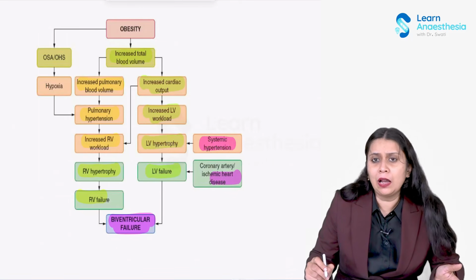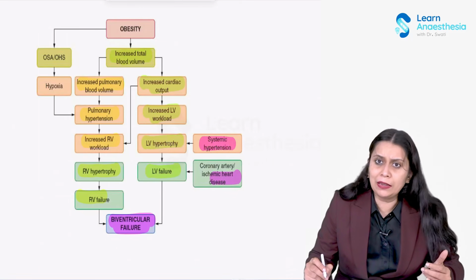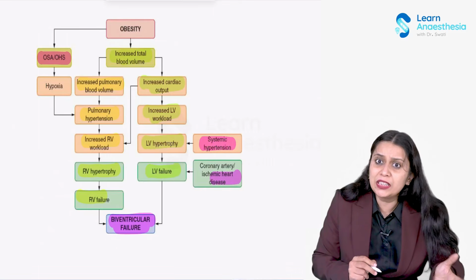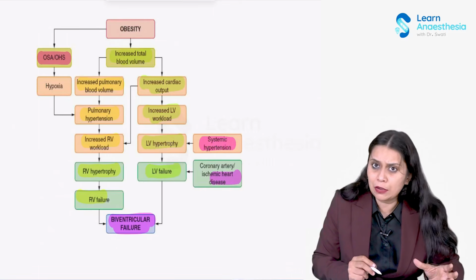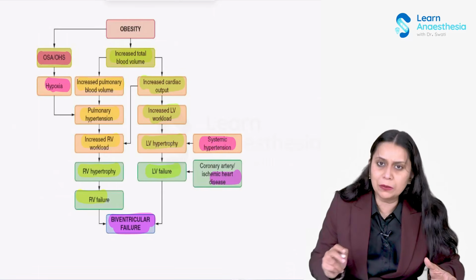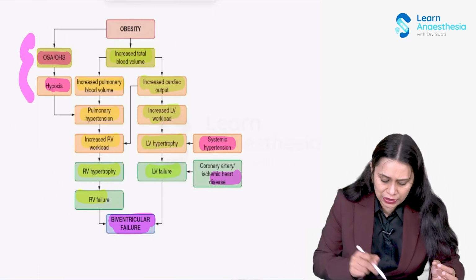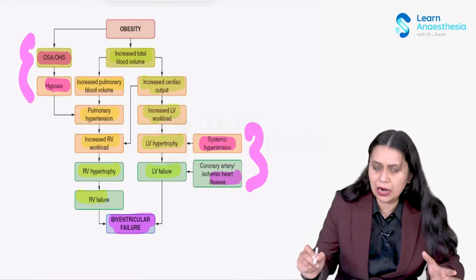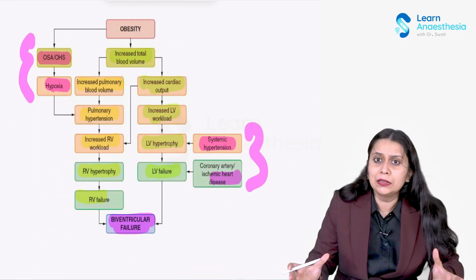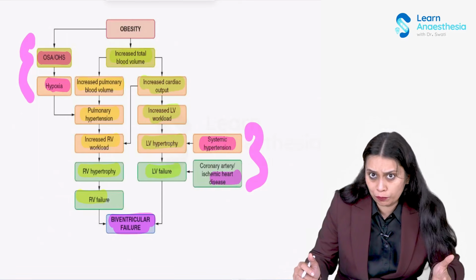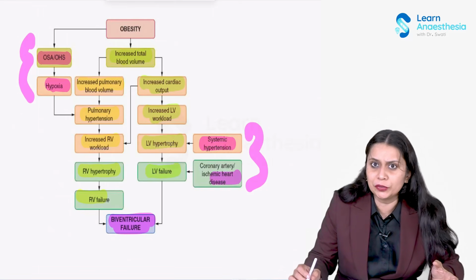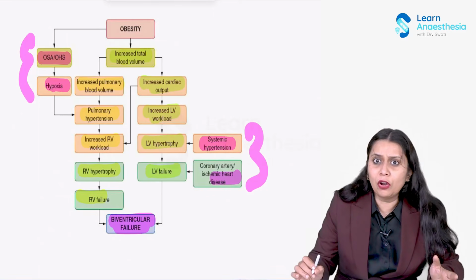Now, pulmonary hypertension can also be exaggerated by the association of obstructive sleep apnea and obesity hypoventilation syndrome, which cause hypoxia, and hypoxia causes pulmonary hypertension. So, the associated comorbidities of obesity, the respiratory and the cardiac, would also make the changes in the heart more and more pronounced, and there is a risk of biventricular failure. Okay, so this is the effect on the cardiovascular system.